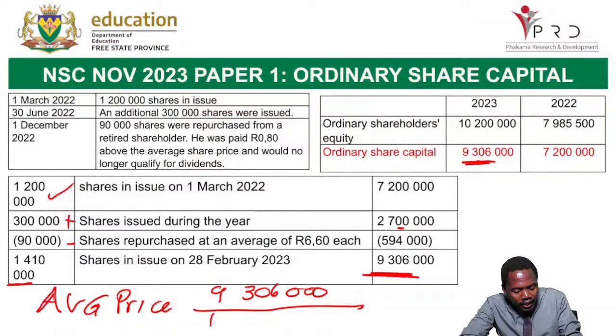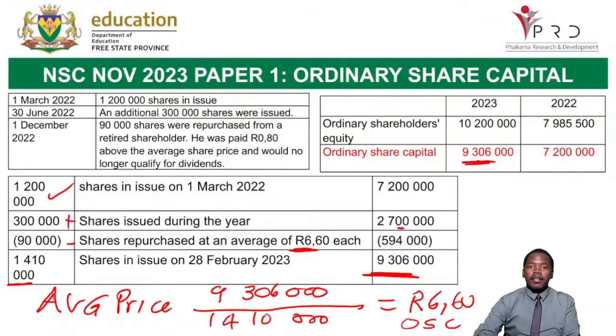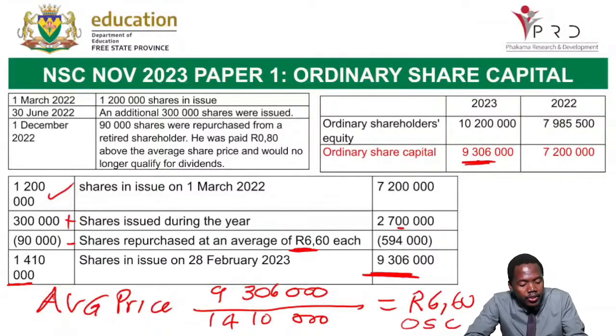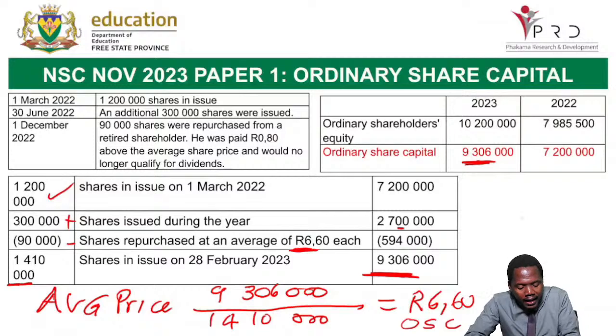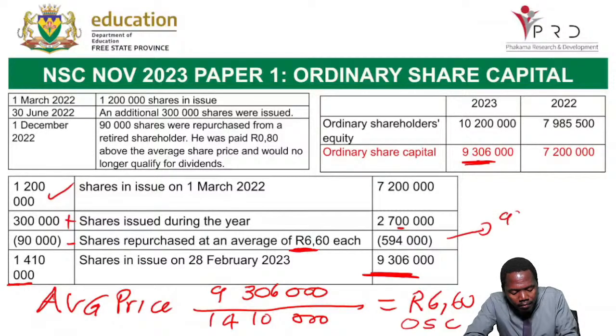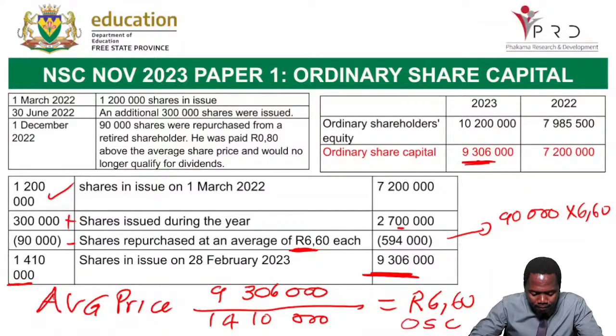Okay, now this we get as 1,410,000. Now when we divide this, we get 6 rand 60. So this goes to ordinary share capital. There is the 6 rand 60. Now for me to get the amount for the repurchase, I say my 90,000 multiplied by 6 rand 60. Then we get the 594,000. It must be inside the bracket.